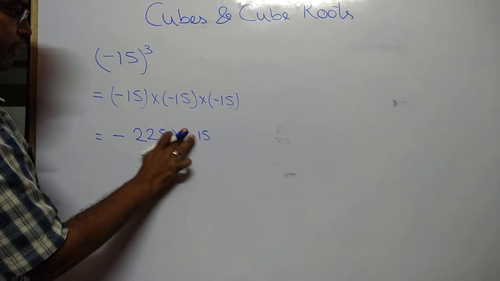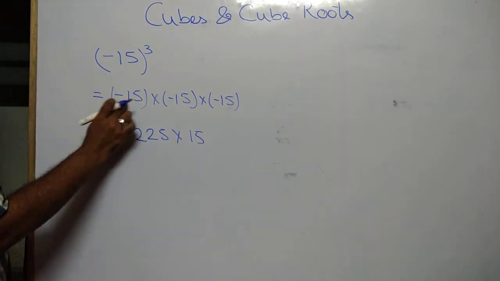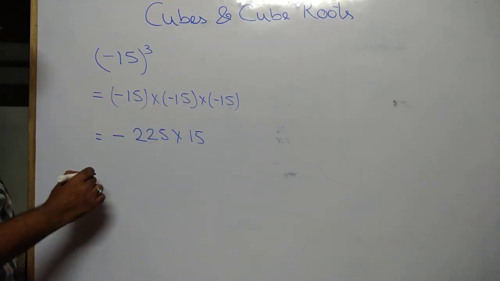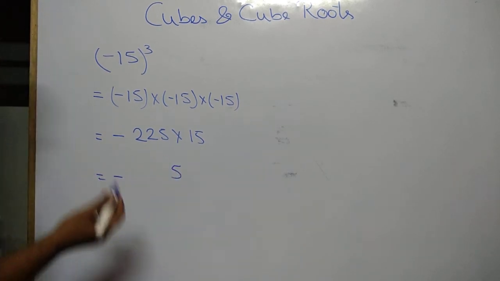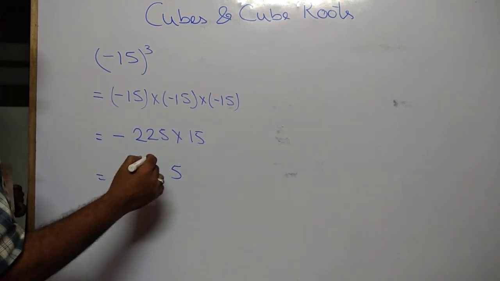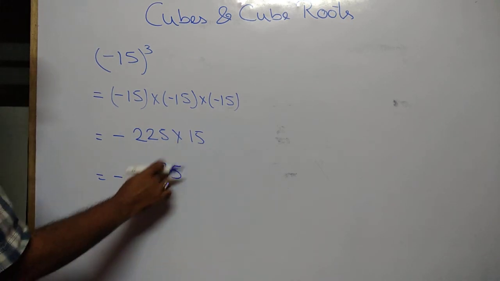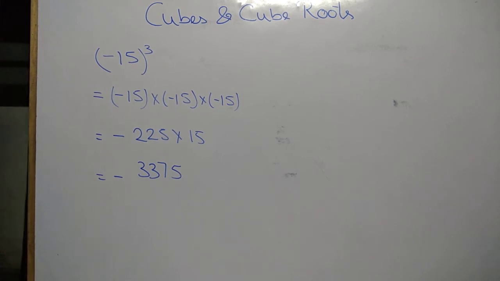Here we can remove this 15, because in place of these three negatives we use one negative. Now 15 fives are 75, 15 fives are 75 as we know. Then 15 twos are 30, 30 plus 7 is 37. So minus 3375. This is the cube of minus 15. Hope you are able to understand the concept. Move to the next question.